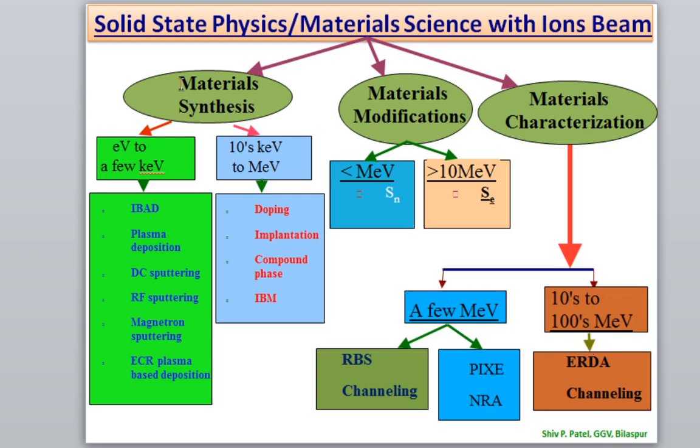Similarly, now I have discussed material synthesis or material fabrication. Again, this can be classified depending upon the energy of the ions. If the energy of the ions is very low, of the order of electron volts to a few kilo electron volts, let's say 25 eV, 50 eV, 100 eV, or 10 keV, 50 keV, 100 keV, 200 keV, then these techniques can be used to fabricate the material. First is ion beam assisted deposition, second is plasma deposition, third is DC sputtering, and RF sputtering.